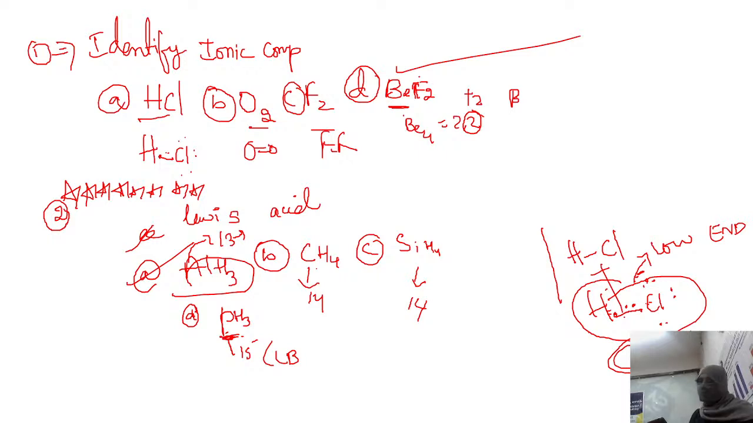Hence we say HCl is a polar covalent compound, whereas Cl2 is a non-polar covalent compound. इसके लिए मैं बोली आपको covalent compounds दो टाइप के होते हैं, polar, non-polar. I hope it is cleared.